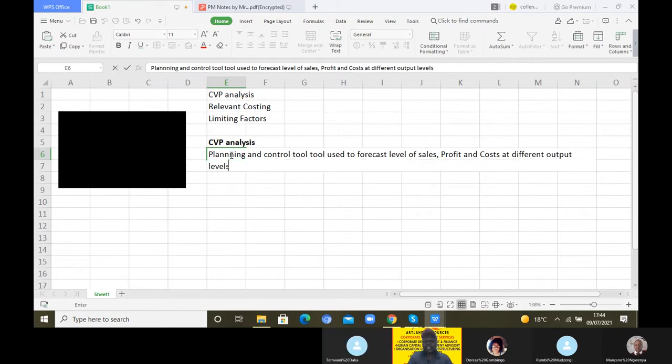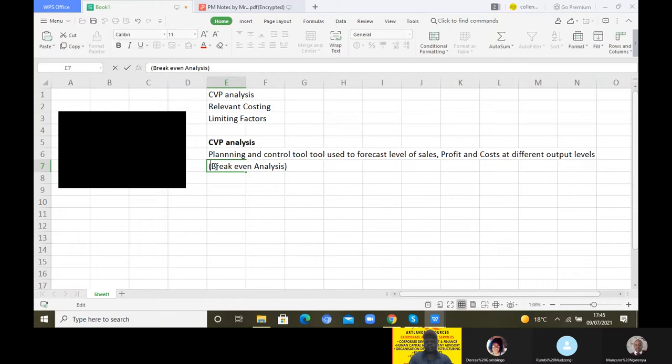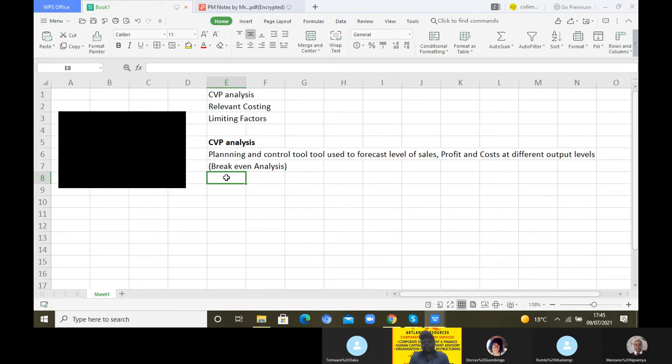That's CVP analysis. It's a planning and control tool which, as a manager, you can use to determine the level of costs, level of sales, etc., at different output levels. Put in another term, some may call it break-even analysis, but this is part of it. It's not necessarily it. So what do you understand by the term break-even, if you may ask? What does the term break-even mean?